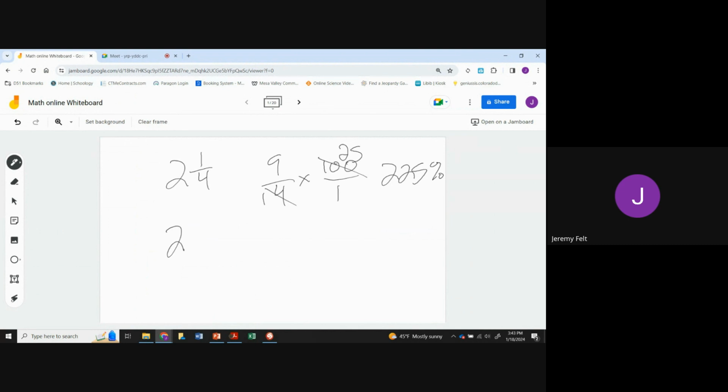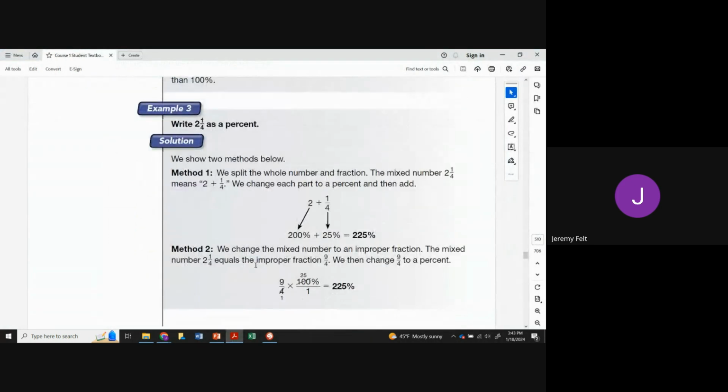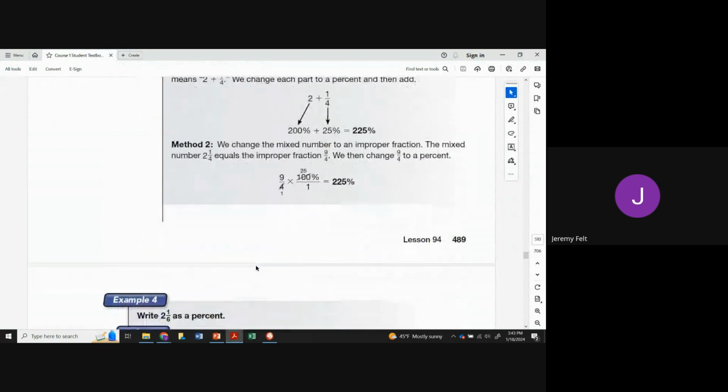Another thing we can do, we know 1/4 is 0.25, so we can call this 2.25 and then move the decimal 2 places to the right. We get 225%, same thing we got up there. So again, more than one way to go about solving this. Always look back and make sure that it makes sense, whatever you do.